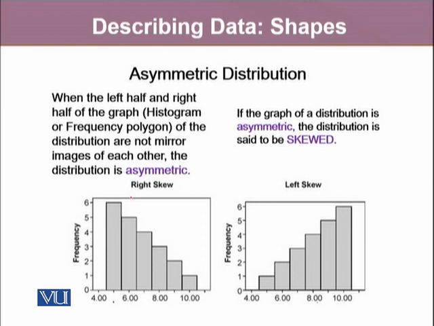These asymmetric distributions are just a departure from symmetry. When the left half or the right half of the graph, which could be a histogram or a frequency polygon of the distribution, are not mirror images of each other, the distribution is asymmetric. Like in these two pictures, we can see that the peak goes right here, and there is this tail on the right side, and there is this tail on the left side for this left skew picture. So if the graph of a distribution is asymmetric, the distribution is said to be skewed.